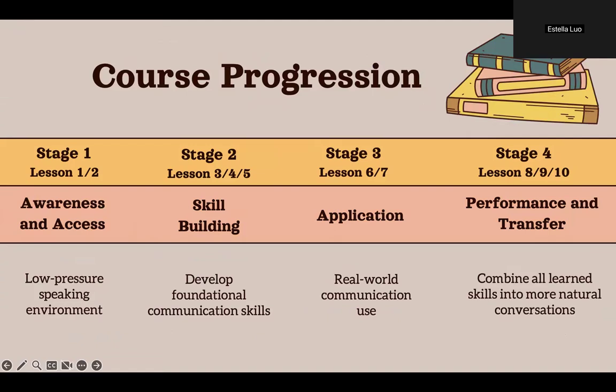Now, when we turn to our course design, our course is designed as a progressive learning journey. We divide learning into four stages. Stage one, awareness and low-pressure speaking. Stage two, skill building. Stage three is real-life application, and stage four turns to the students' performance and transfer. We can see each stage gradually increases the complexity while maintaining the support.